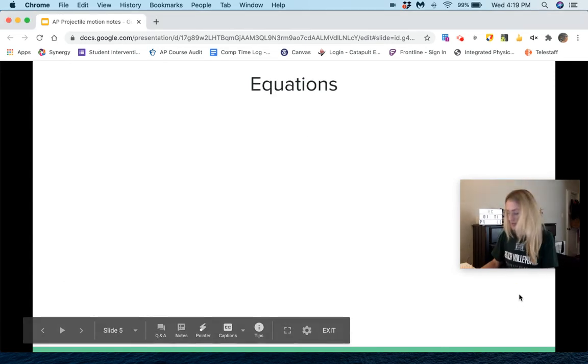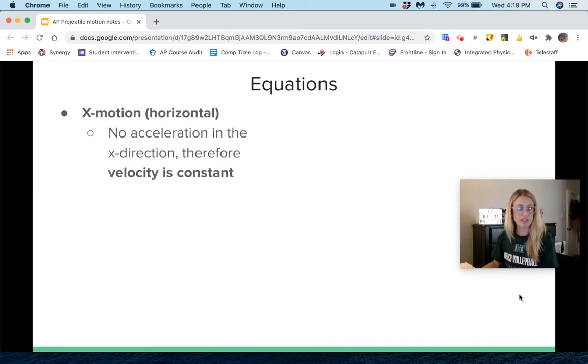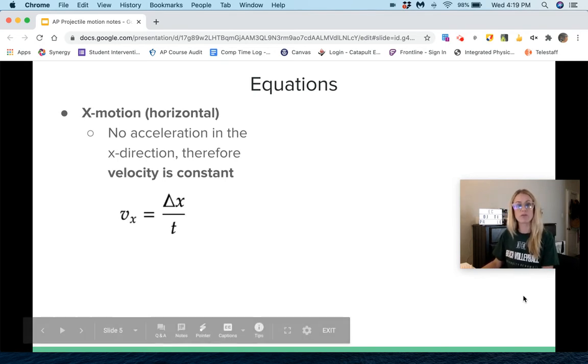All right, so let's talk about the equations. In the X direction, which is the horizontal direction, we have no acceleration because there's no force in that direction. So because of that, velocity is constant. So we're going to use the constant velocity equation. Velocity is equal to displacement over time.